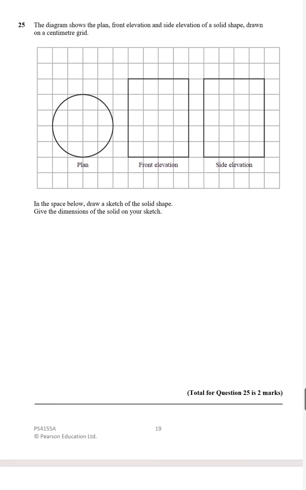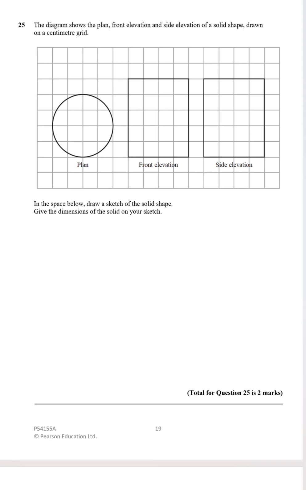Question 25. The diagram shows the plan. So the plan is when you're looking down on a shape. The front elevation and the side elevation of a solid shape are drawn on a centimetre grid. In the space below, draw a sketch of the solid shape. Give the dimensions, which just means measurements, of the solid on your sketch.